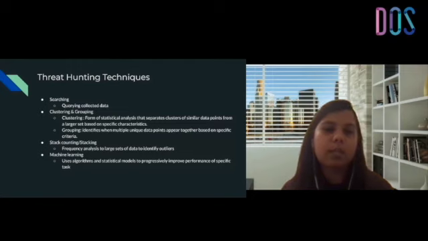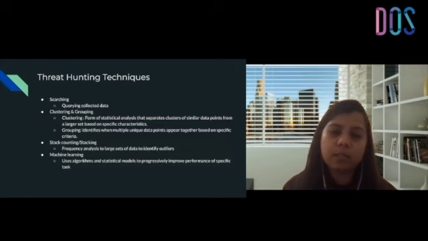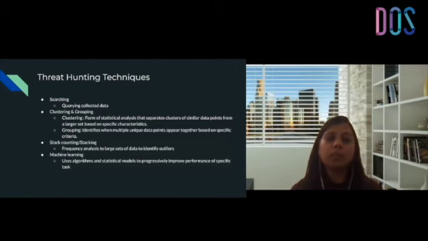So that can be an identifier, and you need to do more research or an analysis on why the timeline differs from the previous baselines. So just something to think about when you're doing threat hunting, when you're employing these techniques.